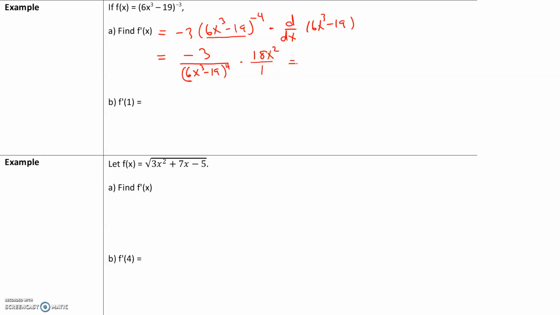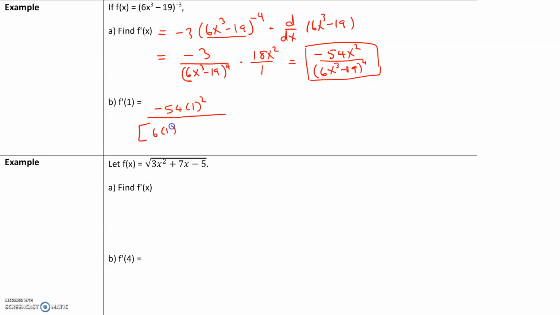So if I simplify this, then f prime of x will give me negative 54x to the 2nd power divided by 6x cubed minus 19 raised to the 4th power. Okay, that is our derivative. Now we want to find f prime of 1. So we take negative 54 times 1 squared, all of that divided by 6 times 1 to the 3rd minus 19 raised to the 4th power.